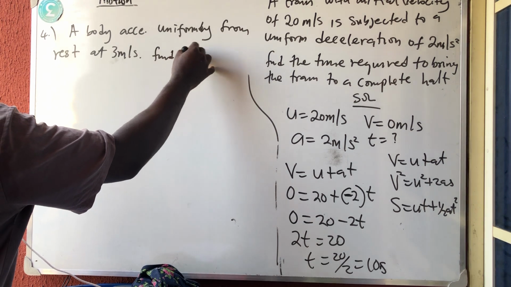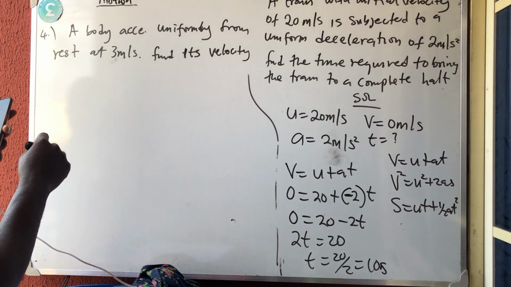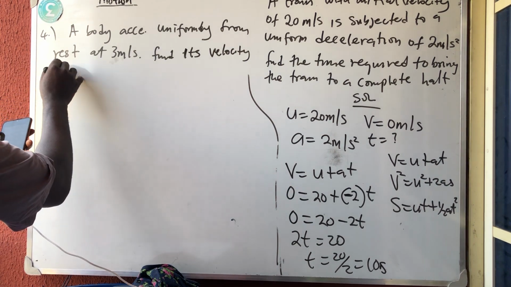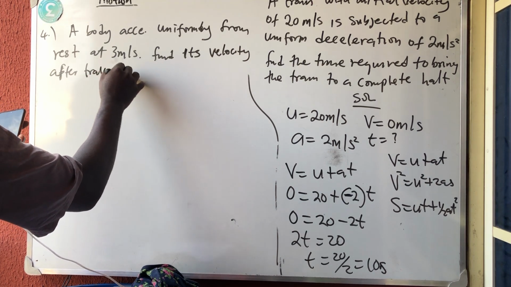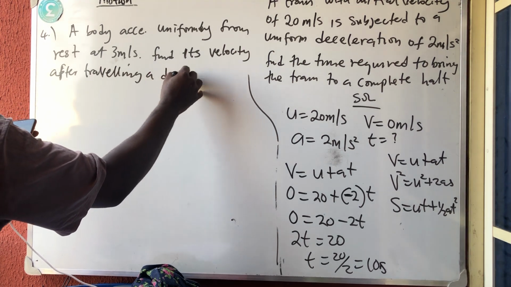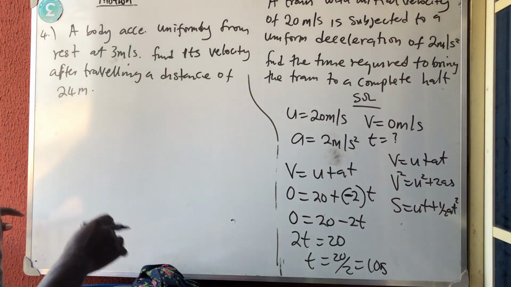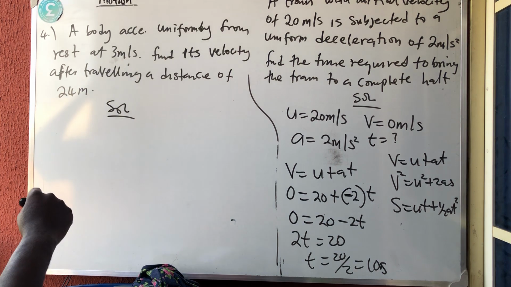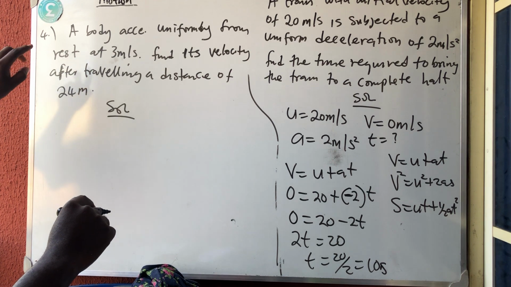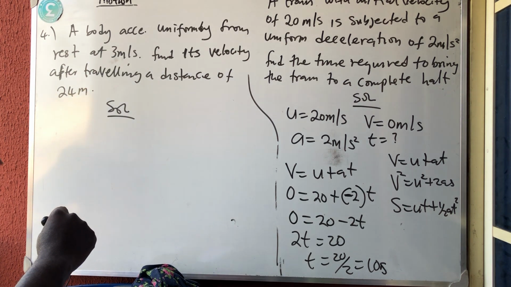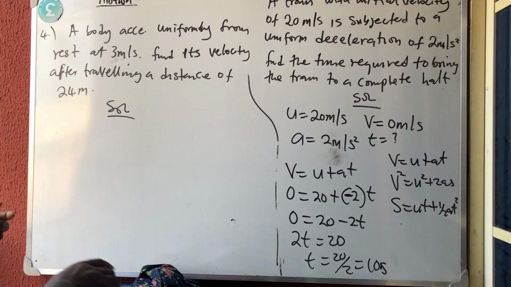Find its velocity after traveling a distance of 24 meters. Full stop. So let us bring out everything we have. Solution. Okay, they gave us what? A body accelerates uniformly from rest. This body started from rest. So if this thing started from rest, it means that the initial velocity is 0.